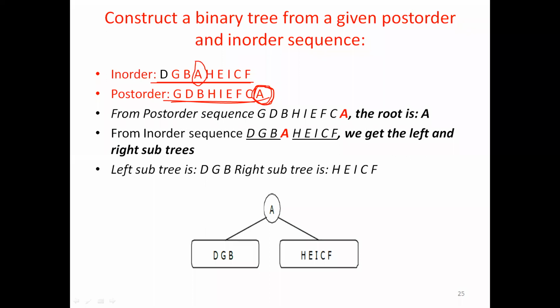Then I am dividing the given in-order traversal into left and right. See, D, G, let me erase all the things. So A is the root node, A is the root node.